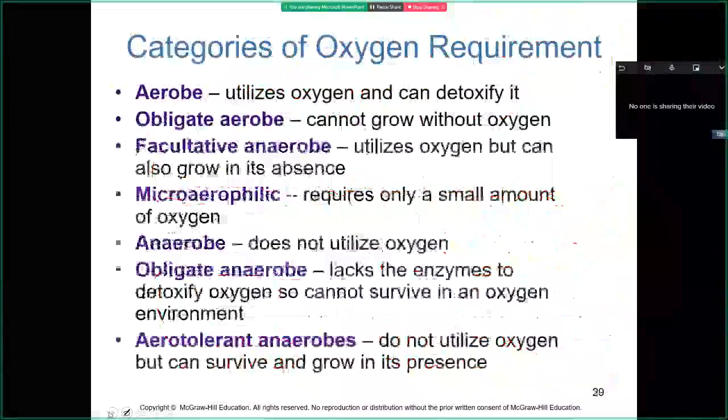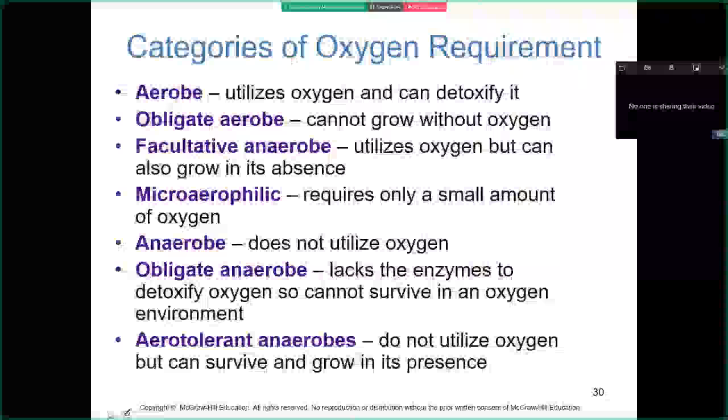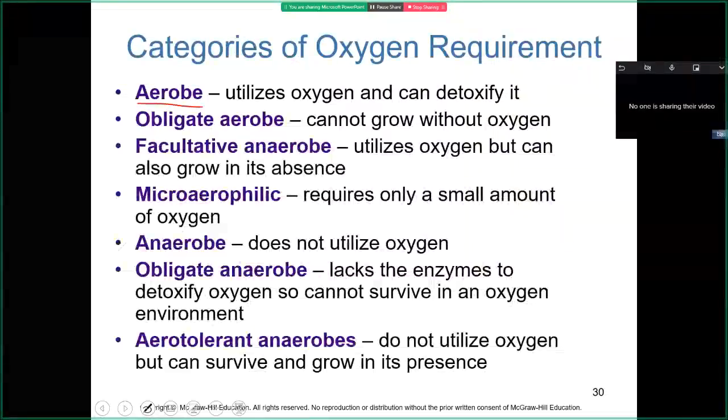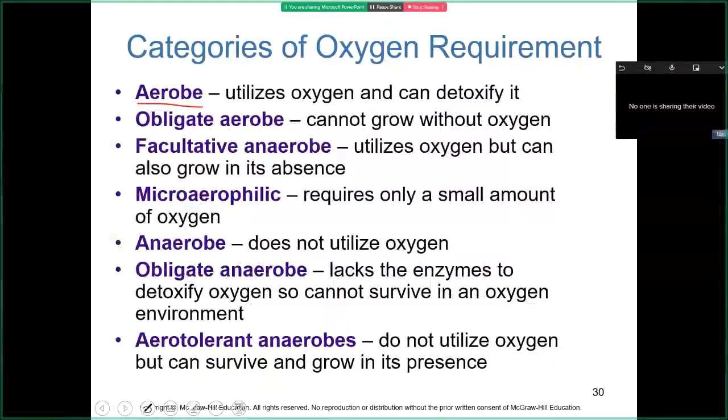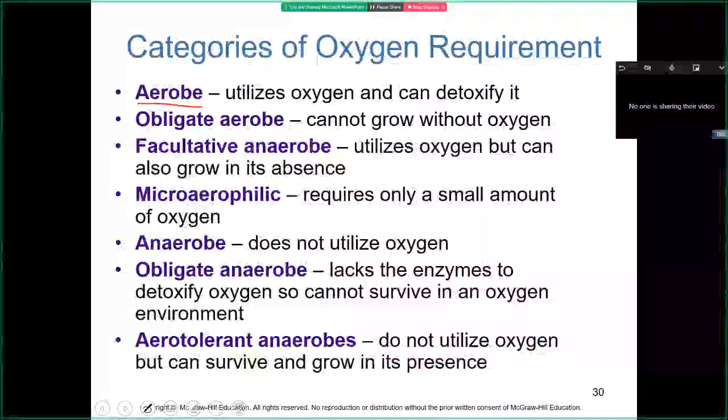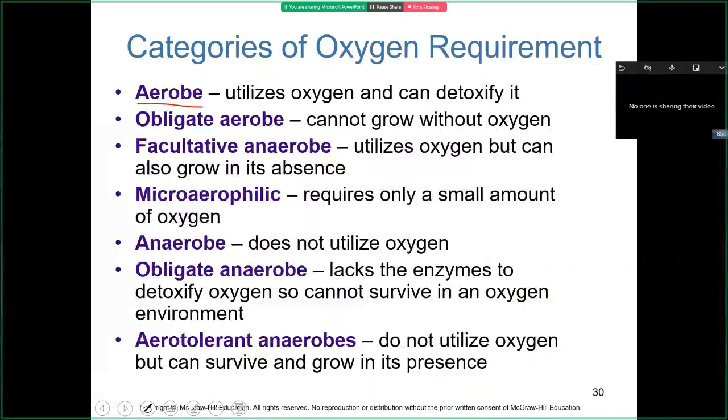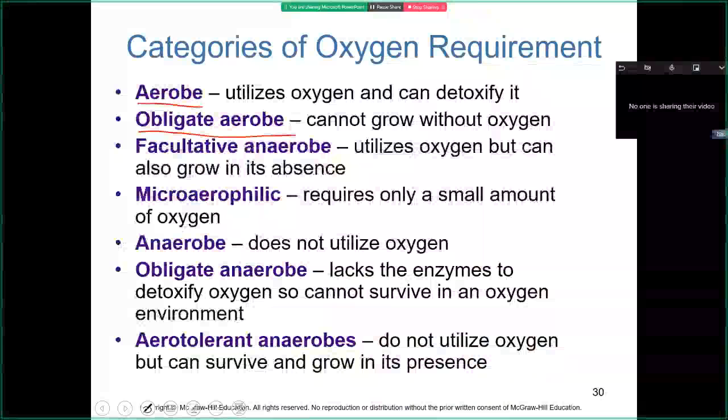So here are the different categories of organisms with regard to oxygen requirements. The general term for an organism that uses oxygen is aerobe. And there's different levels of being an aerobe. Aerobiosis would be the name of that, by the way. So if you're somebody that absolutely has to have oxygen, like a human, or say Staphylococcus aureus, which is a skin-loving organism that lives on your skin, you'd be an obligate aerobe. They have to have oxygen. There are quite a number of bacteria and other microbes that fall into that category.